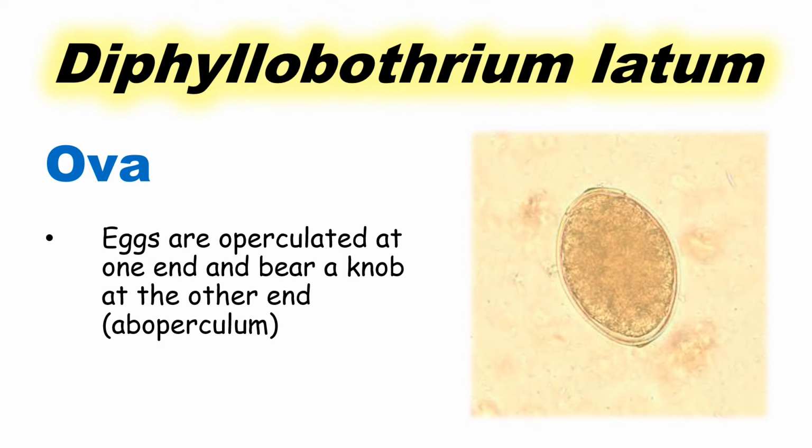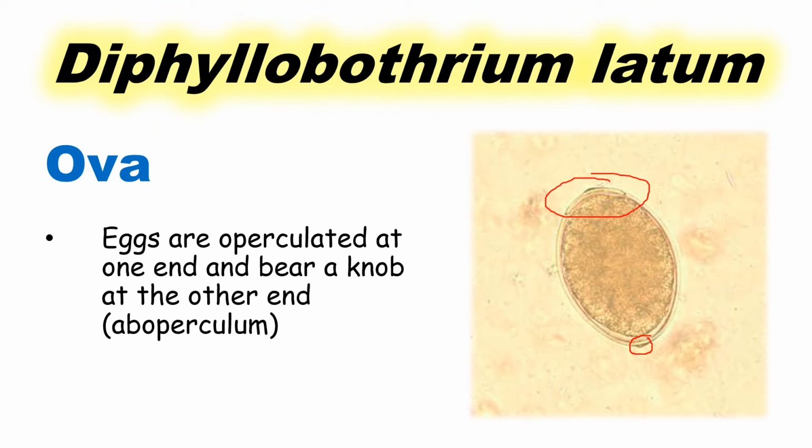So for its egg, okay? Eggs are operculated. Try to observe, guys. This is an example of your operculum. Here, this is the operculum, and at one end, it bears a small knob, which is known as the abopercular knob. It is the opposite side of our operculum.